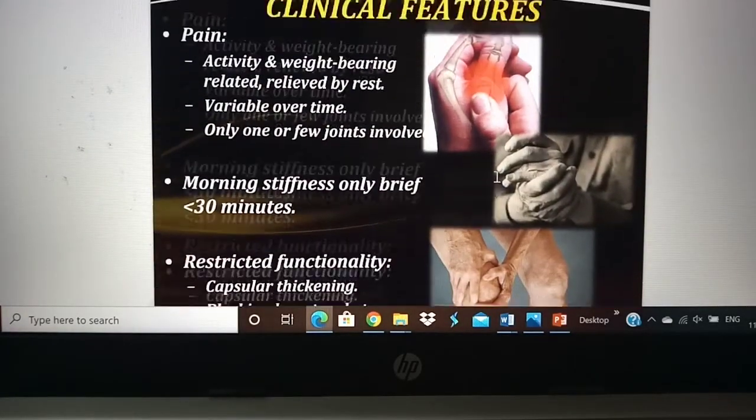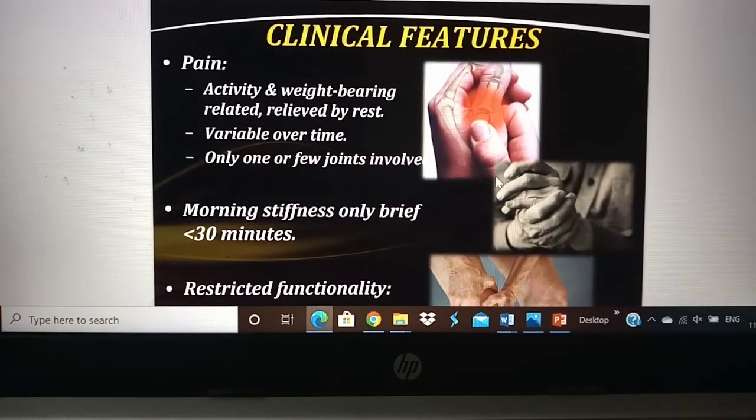So what are the clinical features? What happens to the people who suffer from osteoarthritis? The first and most common clinical feature, or symptom, is pain. The pain is activity related. Whenever a person is walking or doing any activity, the pain increases. When there is weight bearing, when a person is standing or walking, the pain increases, and it varies over time. All the time the pain is not constant. Sometimes it is more, sometimes it is less.